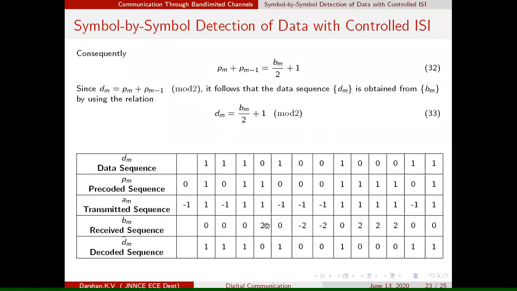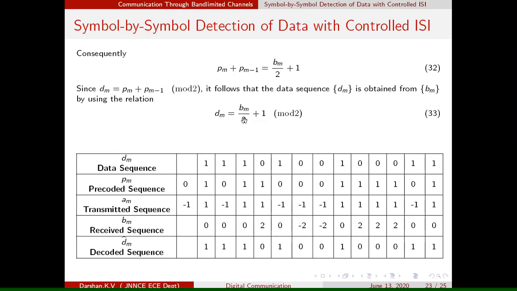If Bm is equal to 2, what is 2 by 2? 2 by 2 is 1. What is 1 plus 1? Anybody can tell what is 1 plus 1 in modulo 2 operation? That is 0, as written over here. If you are confused with this equation, all of you know the XOR operation, so that would be easier. But I suggest you not do the logical XOR operation; perform the modulo 2 arithmetic.